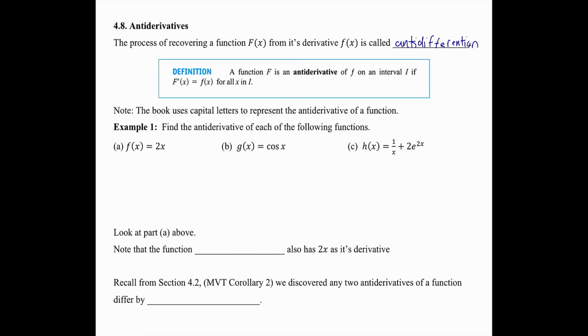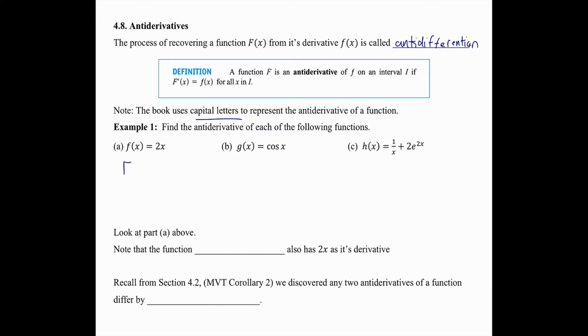So notice that the book uses capital letters to represent the antiderivative. So from here on out, if you see a lowercase letter, for example in these examples A, B, and C, the function is notated with a lowercase, which means this is actually the derivative. So what we want to do is now think backwards to figure out what its antiderivative, or its original function, was. In order to do that, it's pretty straightforward, and we've actually even thought about this a little bit before. So if you're given the derivative is equal to 2x, what was your original function you had to start with to get there?